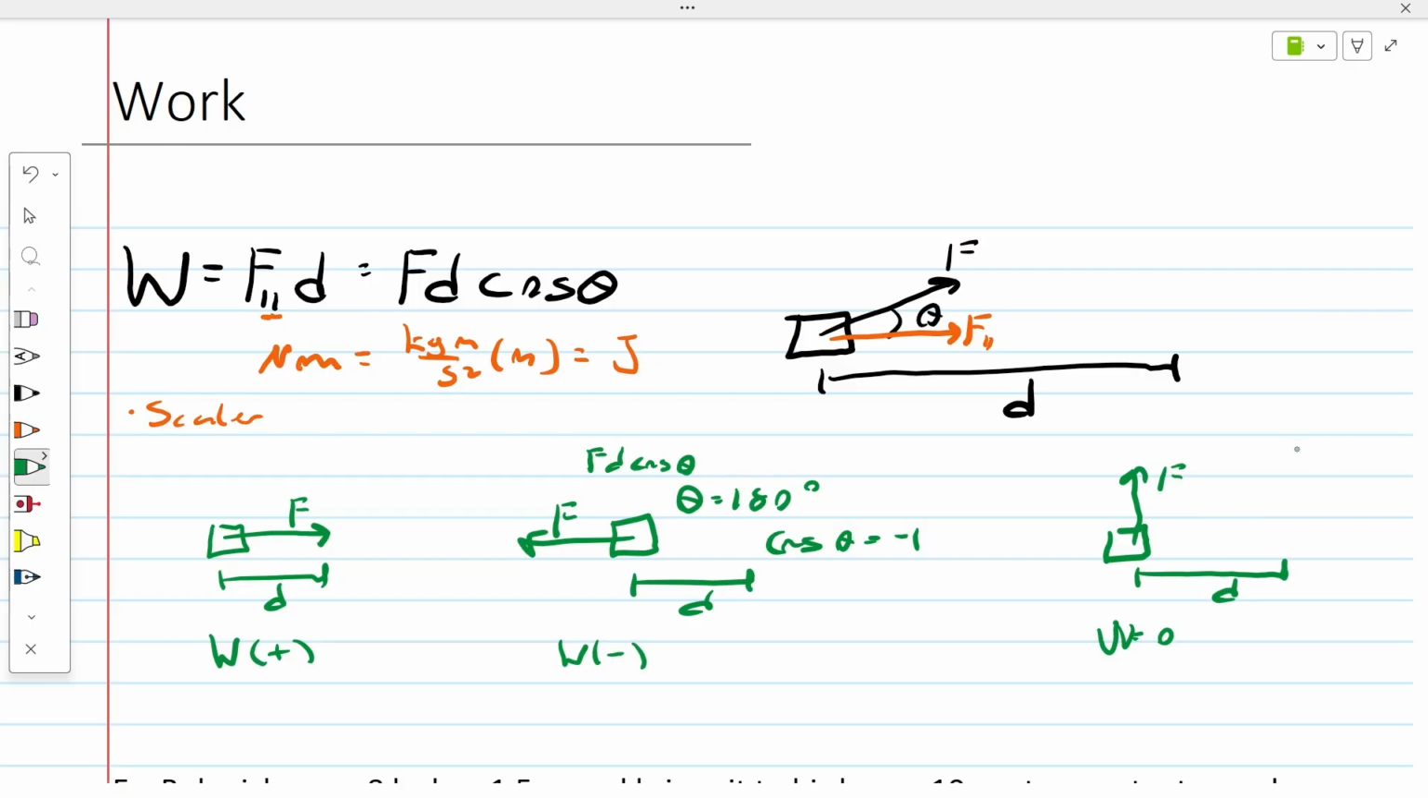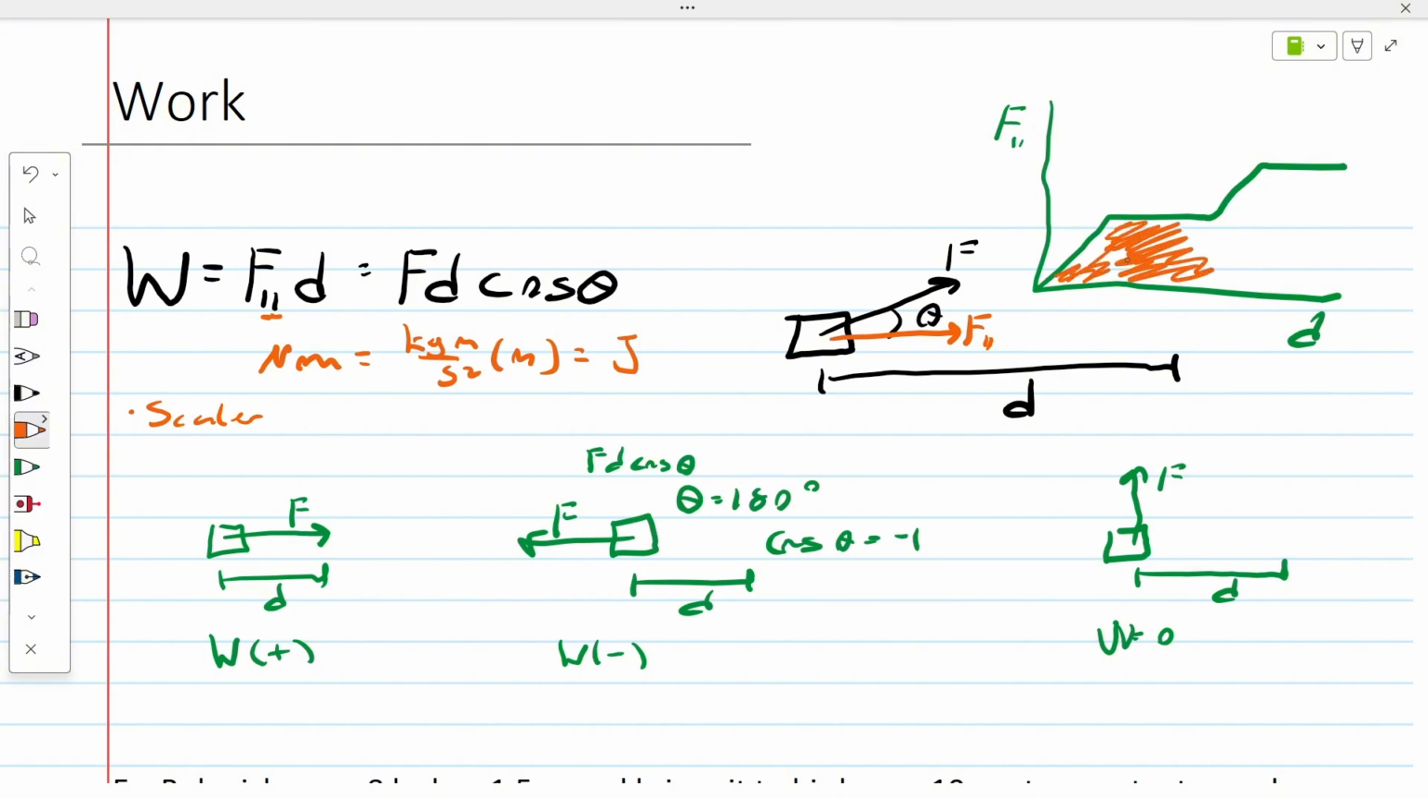One last thing to discuss: if you have a graph of force versus distance, let's say it looks something like this. If you wanted to find the work, we know the work equals the force times the distance. So as long as this force is the parallel force to distance, the area under the curve will be equal to the work done over this certain distance. So if you're ever given a graph, you can find the work graphically by finding the area.